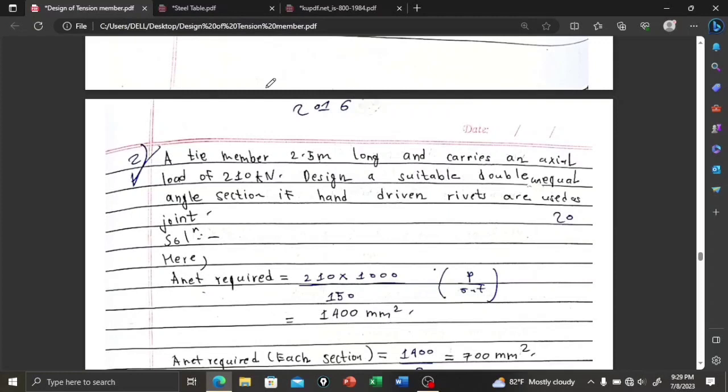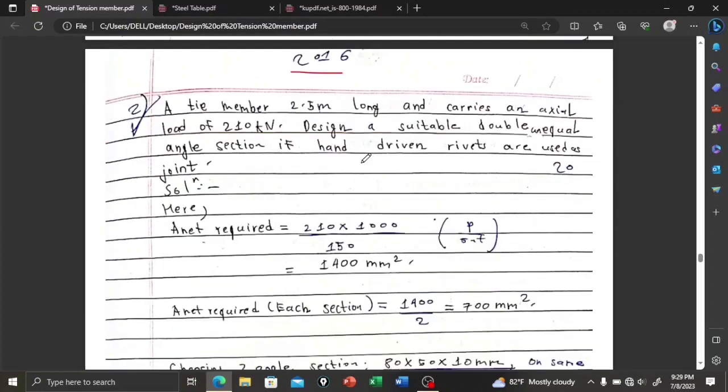This question was asked in 2016 of Purvanchal University. A tie member 2.5 meter long carries an axial load of 210 kN. Design a suitable double unequal angle section if hand driven rivets are used. So here is unequal angle.